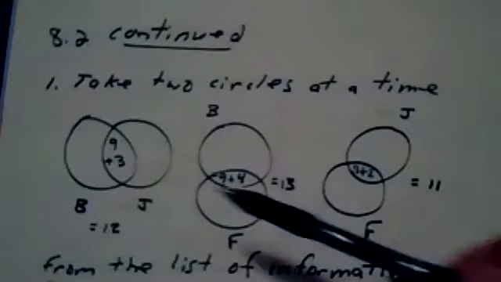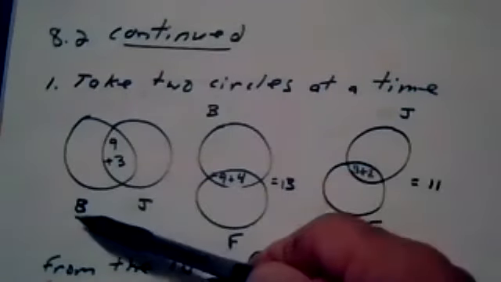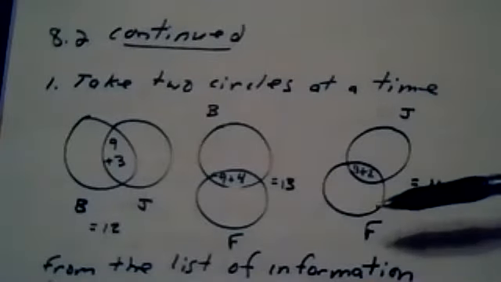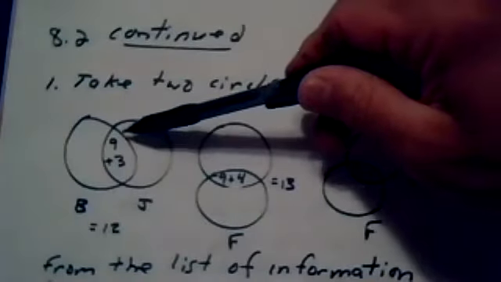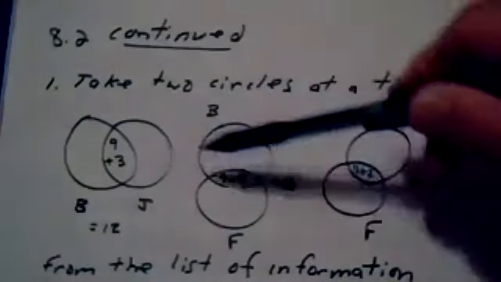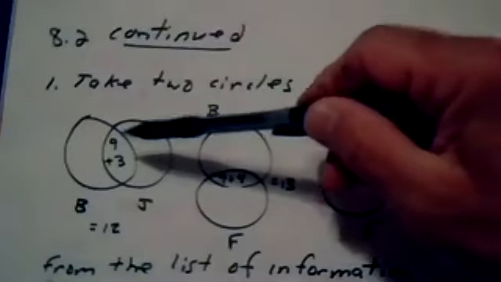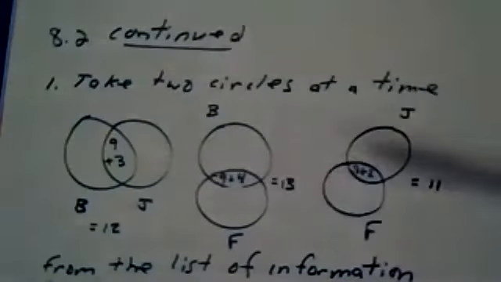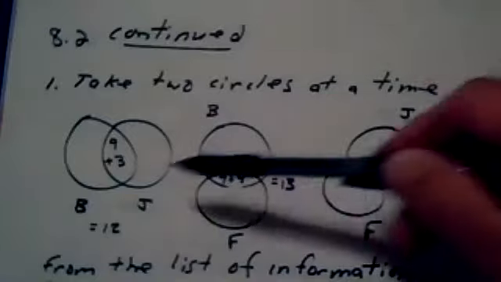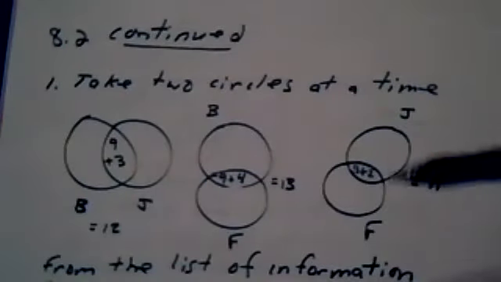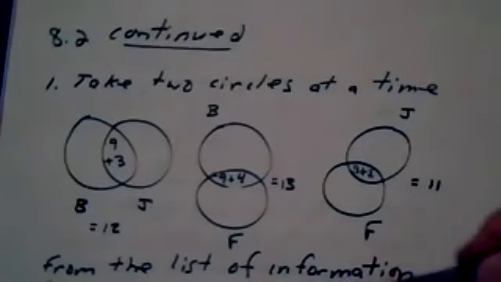So notice you take 2 groups at a time. You take the BJ group, the BF group, the JF group. And then this part represents the total. One of these numbers will be given to you, which will be the intersection of the 3 circles. And you find this intersection, you find this intersection, and you find this intersection. From the list of information, fill in the intersections.